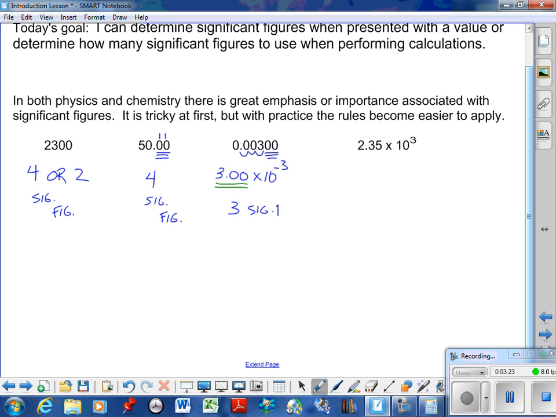So if in doubt, always convert back to scientific notation. If the zeros after the decimal in scientific notation are placed there, they're there for a reason. Which means the last example is quite straightforward. It's in scientific notation. Those 3 digits are there for a reason, so therefore we have 3 sig figs.